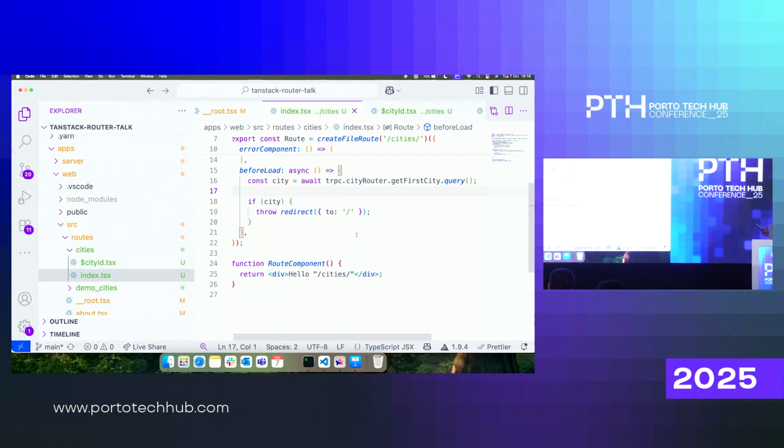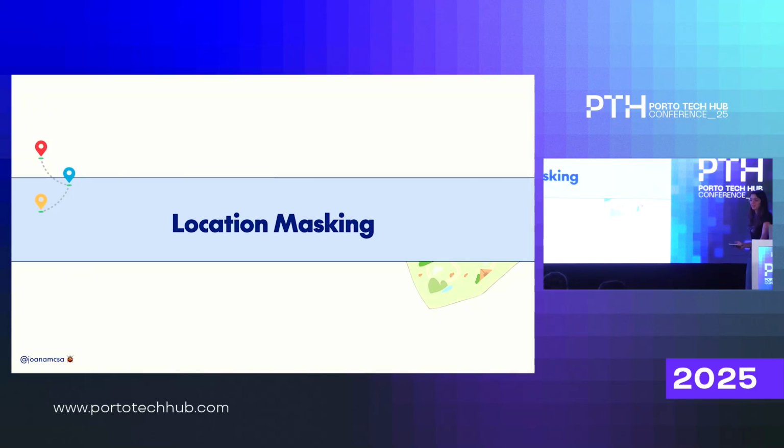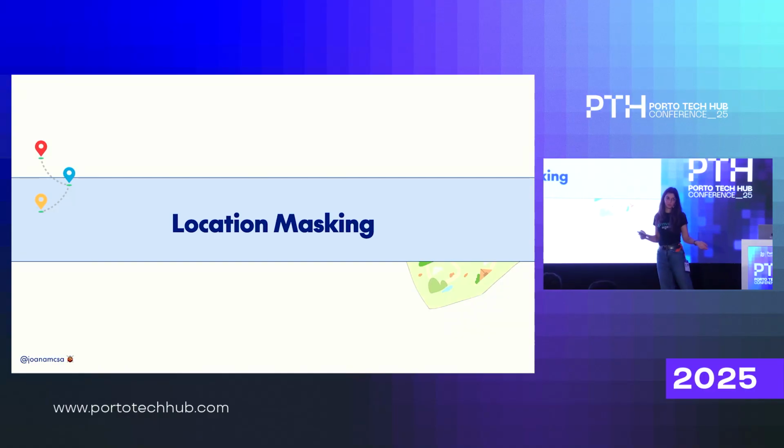OK, now let's get back to our presentation. OK, let's go. Now we can talk about how we can mask our location, because sometimes we want the user to be seeing something, and we don't want to tell the whole truth. So how do we do that?